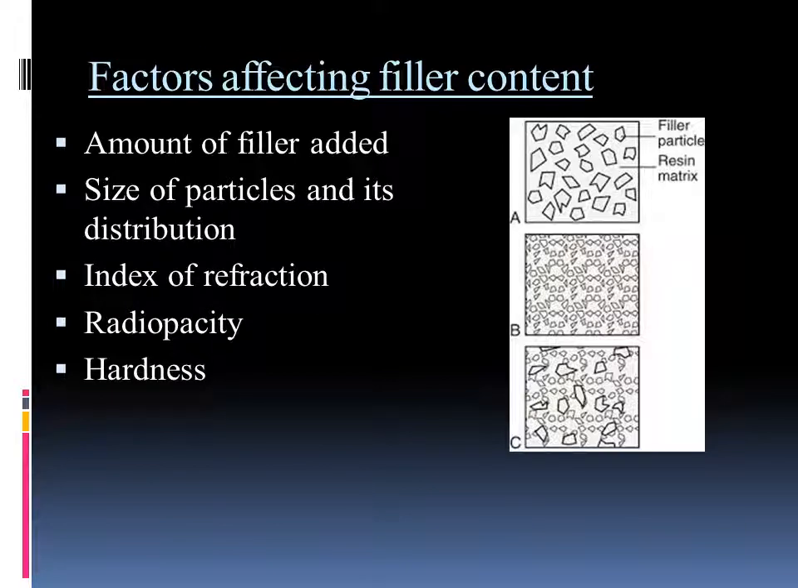Factors affecting the filler content. Now, what is the filler content dependent on? Amount of filler added, size of particles and its distribution, index of refraction, which as you know is an optical property, radio opacity, and the hardness.